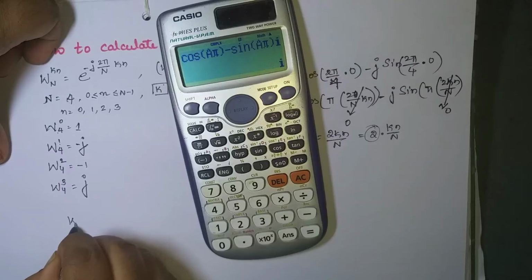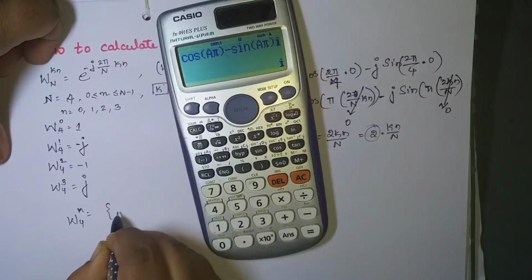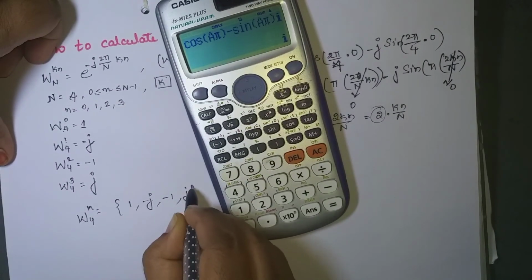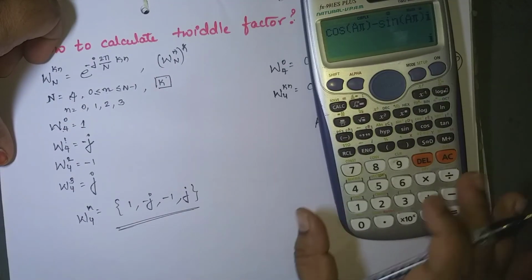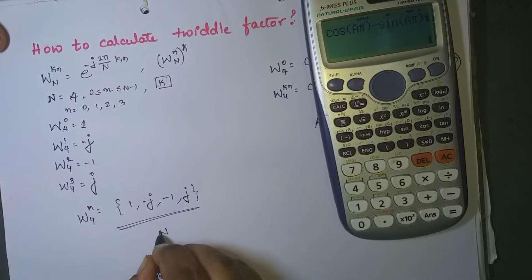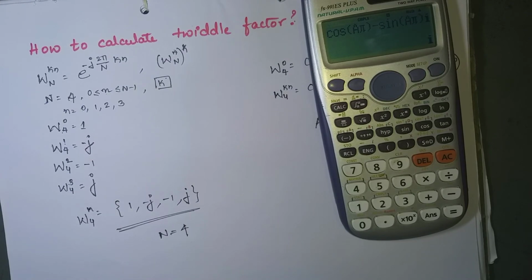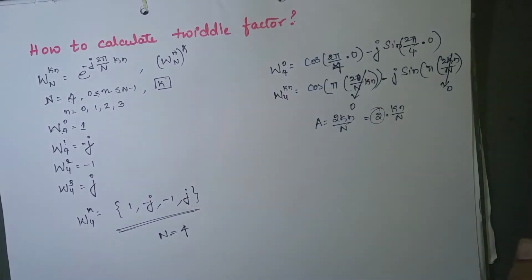Now, the twiddle factors are 1, minus j, minus 1, j. So these are the twiddle factors for the N-point DFT, that is N equal to 4, 4-point DFT. Hope this is clear.